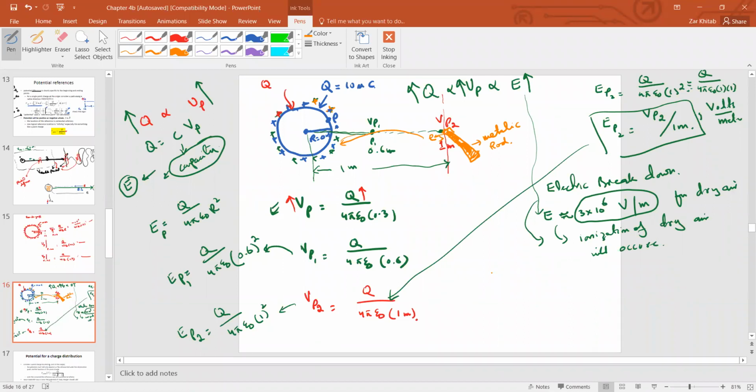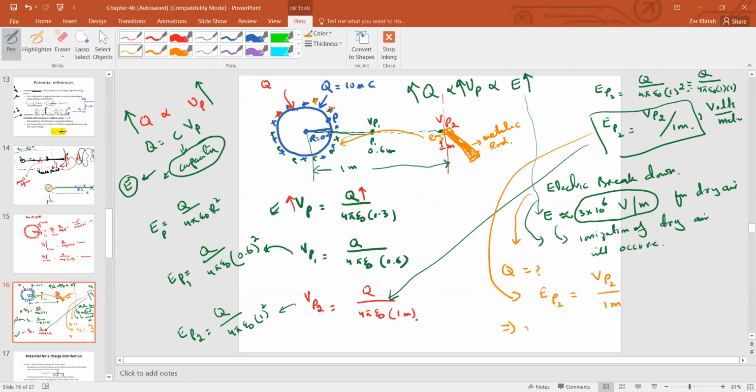Now see how much charge is required for this electric breakdown to occur. How much charge is required? So what is our equation? The equation is EP2 equals VP2 divided by 1 meter.